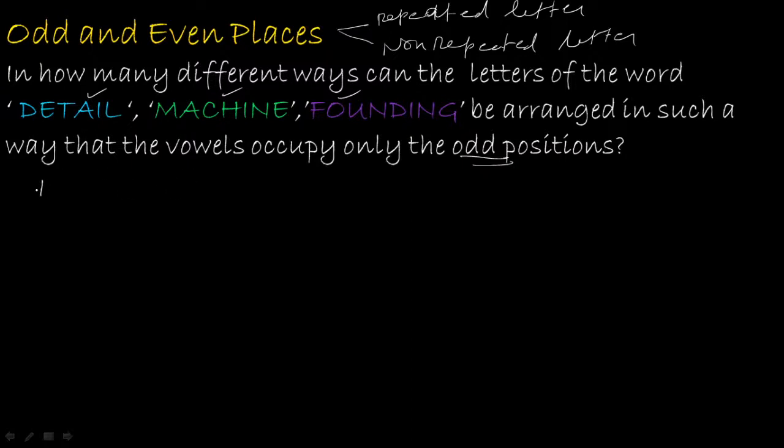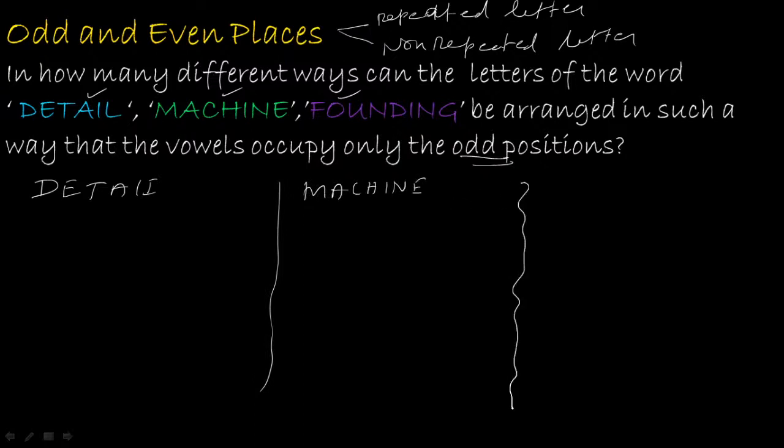So let me first take detail. In the word detail, none of the letters repeat more than once. Next I am going to take machine, M-A-C-H-I-N-E, machine as the next. Here in machine too, look at the letters, is there any repetition of letters? Look at it. None of them repeat more than once. Next, founding, F-O-U-N-D-I-N-G. So here there is a repetition of a letter, isn't it?